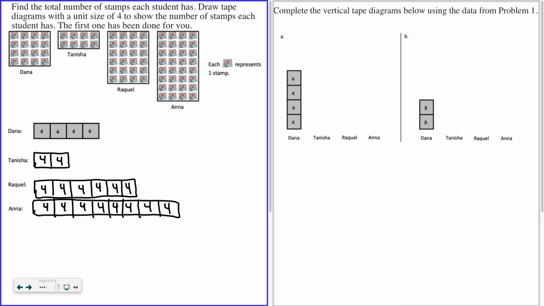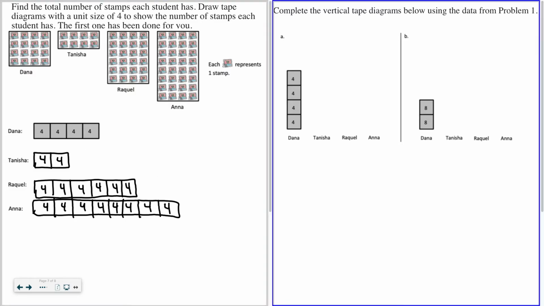So I'm really just gonna copy this information and then switch the order. So how many parts will Tanisha have in her vertical tape diagram? She's gonna have 2. Actually, let me make them equal to Dana's. I want them to be the same size, right? 4, 4. And what about Raquel?